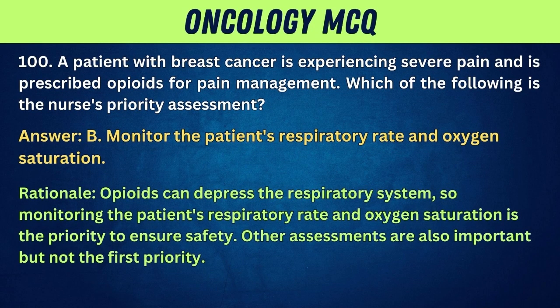Answer: B. Monitor the patient's respiratory rate and oxygen saturation. Rationale: opioids can depress the respiratory system, so monitoring the patient's respiratory rate and oxygen saturation is the priority to ensure safety. Other assessments are also important, but not the first priority.